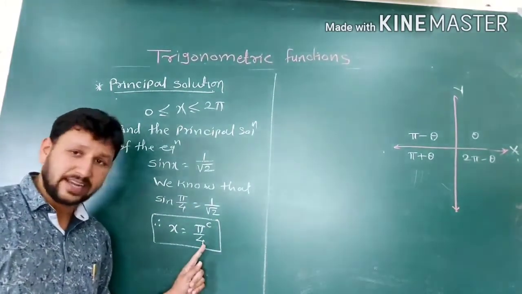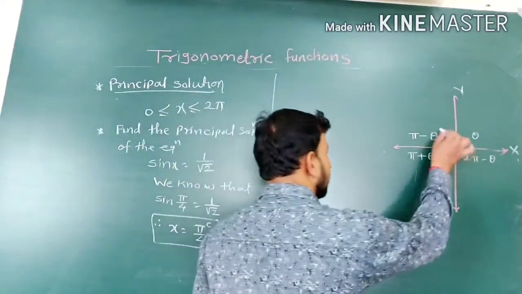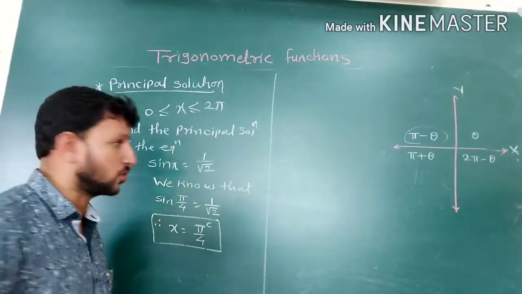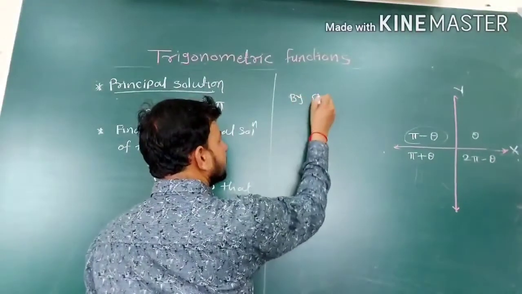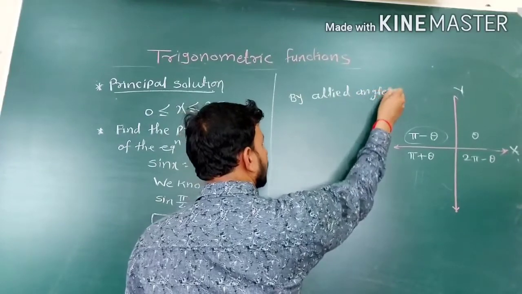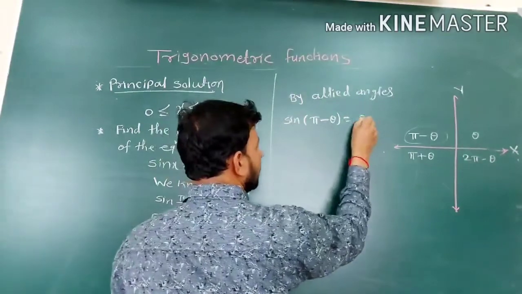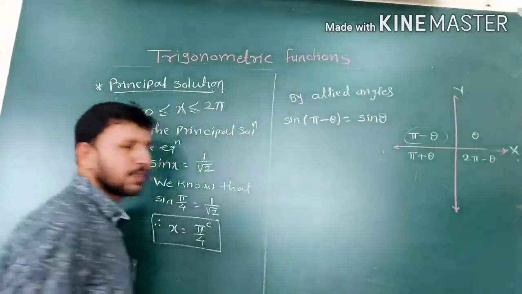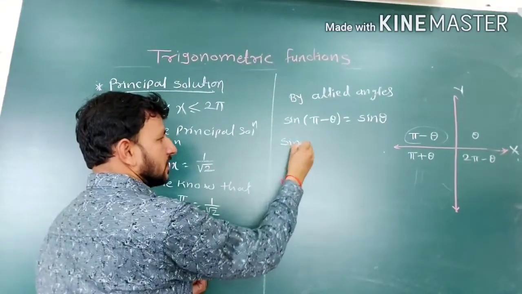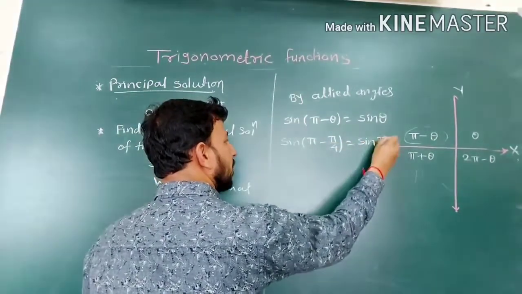Then for the second solution, from allied angles, we are going to use the allied angle formula pi minus theta, since sine is positive in the second quadrant also. So by allied angles, sine of pi minus theta is equal to sine of theta. Substitute the value for theta as pi by 4. Sine of pi minus pi by 4 is equal to the right hand side, sine of pi by 4.